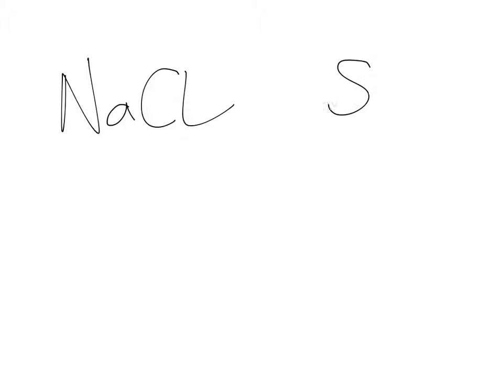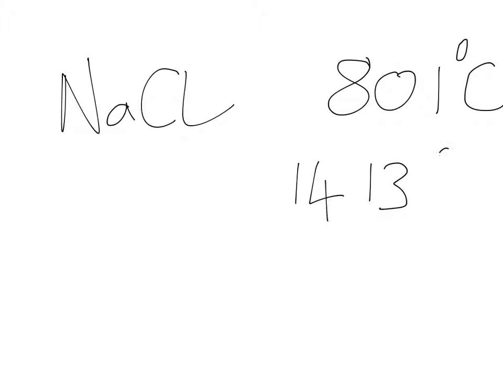Now you need to know kind of what they look like. So if we take sodium chloride, for example, then we will have a melting point of 801 degrees centigrade. We will have a boiling point of 1413 degrees centigrade. These are really high. If you think about oxygen, oxygen is a gas at room temperature. That is a covalent compound, a simple covalent compound, and we'll talk about that in another lecture.